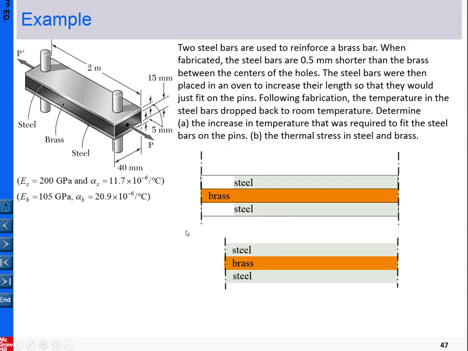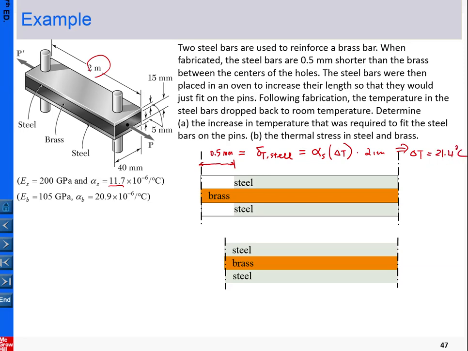With those things in mind, we can begin to calculate the numbers. The first question: we want to determine how much temperature elevation is needed for the steel to have the same length as the brass. We know the desired thermal deformation is 0.5 millimeters. This is the desired delta T for steel, and we plug in the alpha for steel, times delta T, and L, which we can roughly take as 2 meters as the length. In this case, we can determine that delta T is equal to 21.4 degrees C.